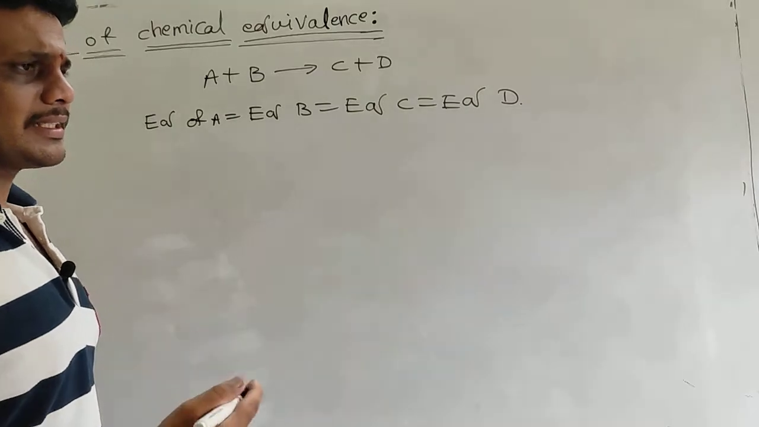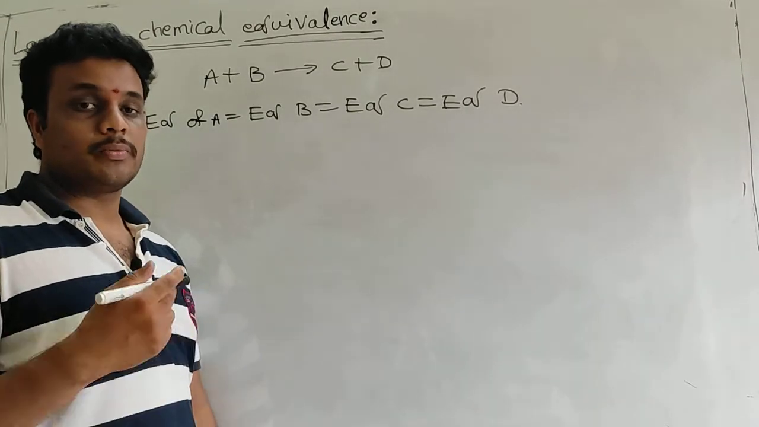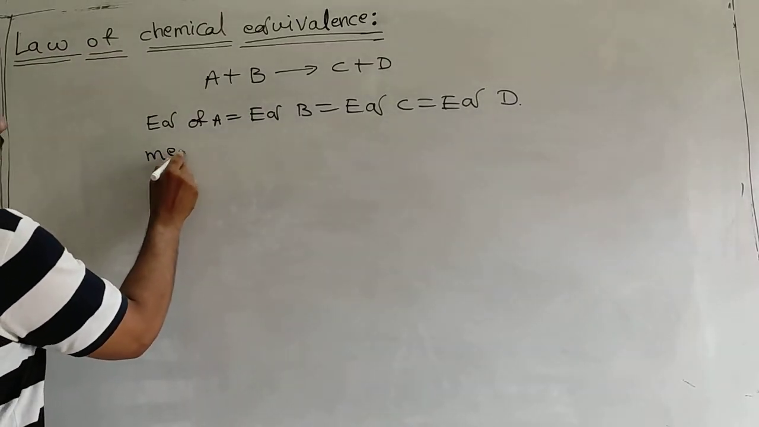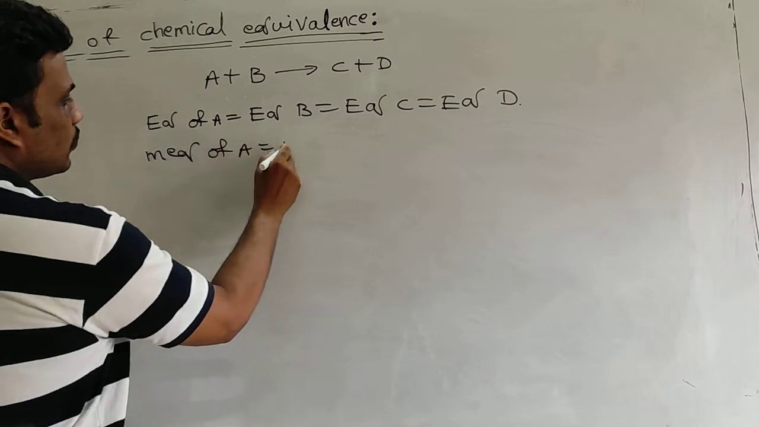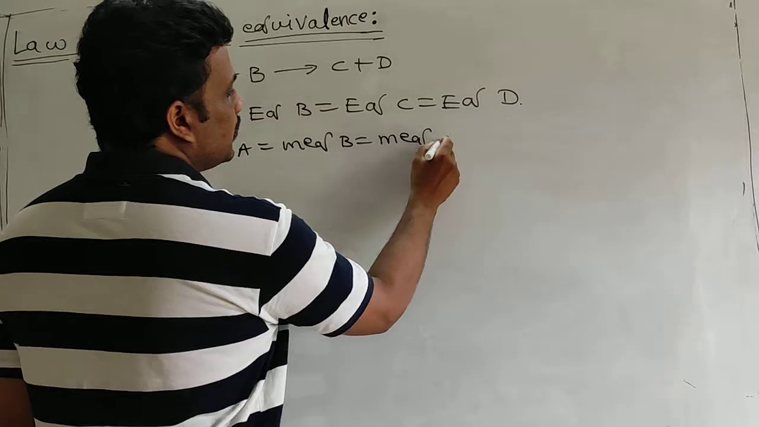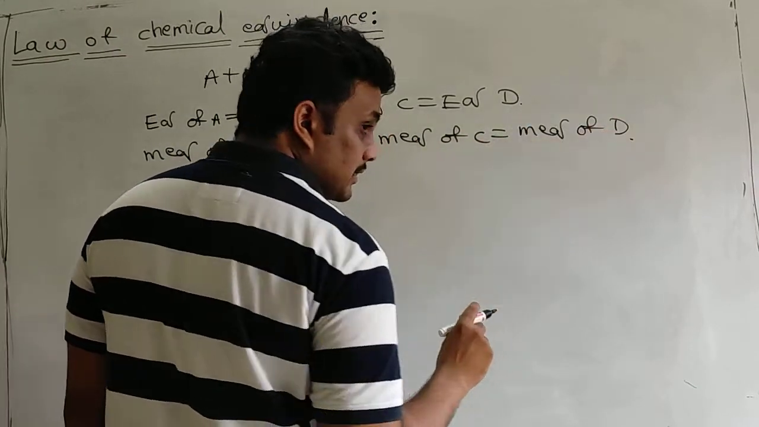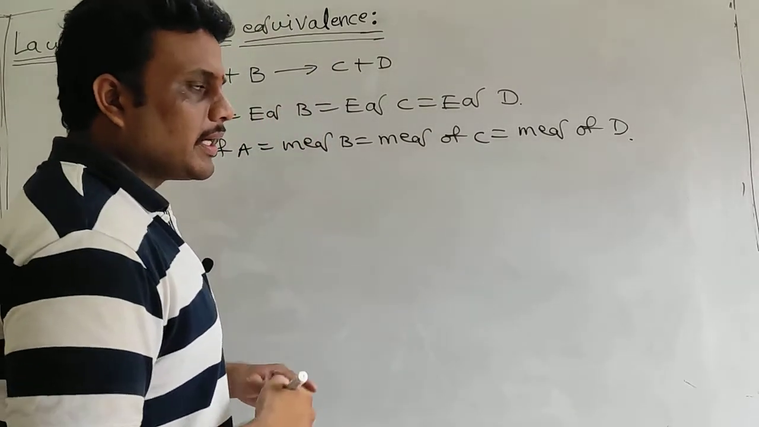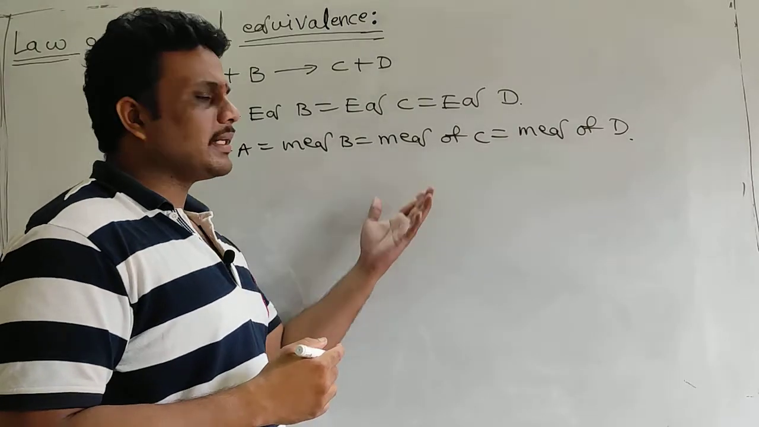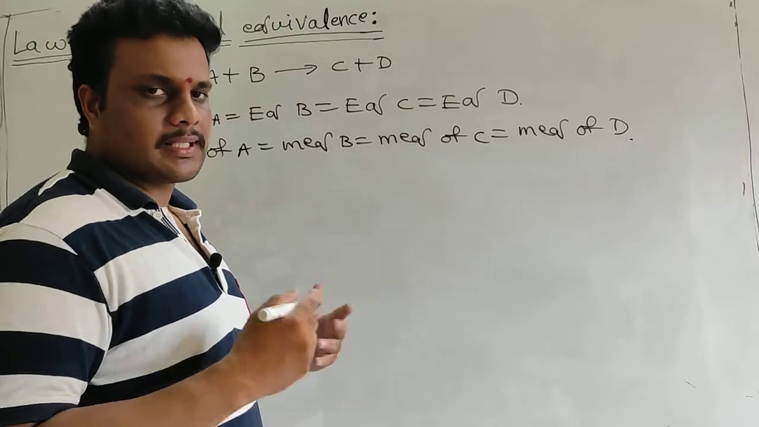In some numericals, instead of volume in liters, volume in milliliters will be given. In such cases, you can take the number of milliequivalents of A equal to milliequivalents of B, which is equal to milliequivalents of C, that is equal to milliequivalents of D. This is also correct. Both are correct. If volume is in liters, then the above relation. If volume is in milliliters, then we call them milliequivalents, but the relation is the same.